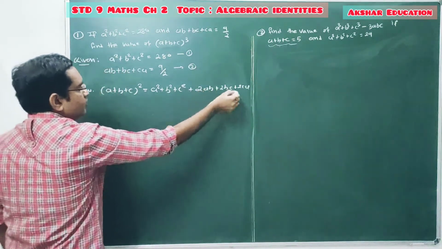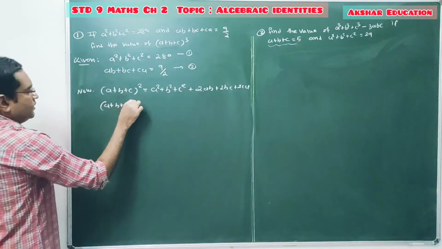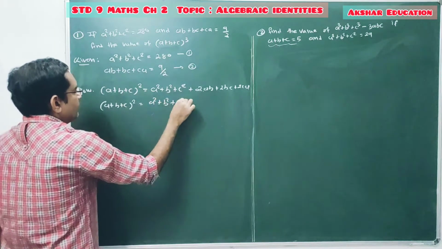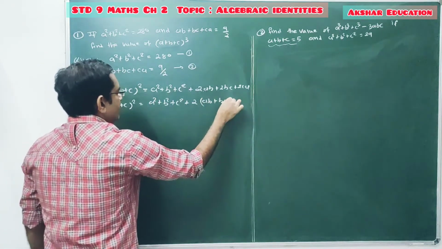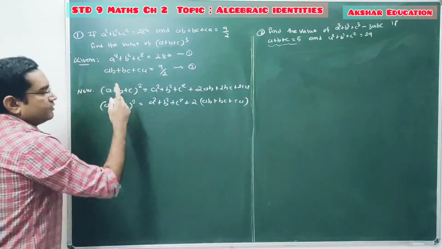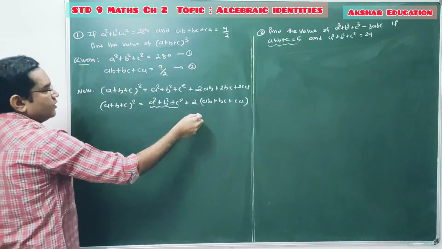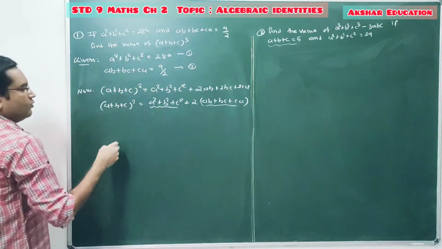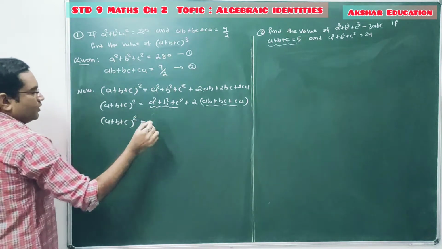So here we can take this 2 as common. So this one is a plus b plus c whole square equal to a square plus b square plus c square plus 2 common, ab plus bc plus ca. Now check the given results. We are given a square plus b square plus c square and this ab plus bc plus ca. So put those results over here. So we'll get the value of a plus b plus c whole square.